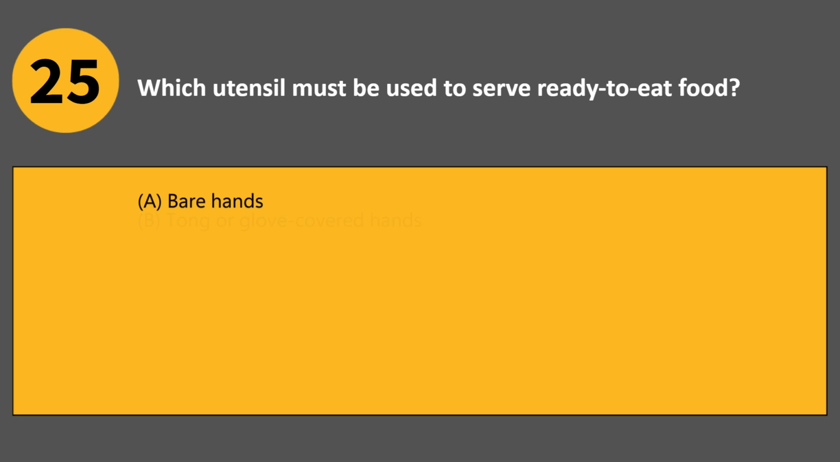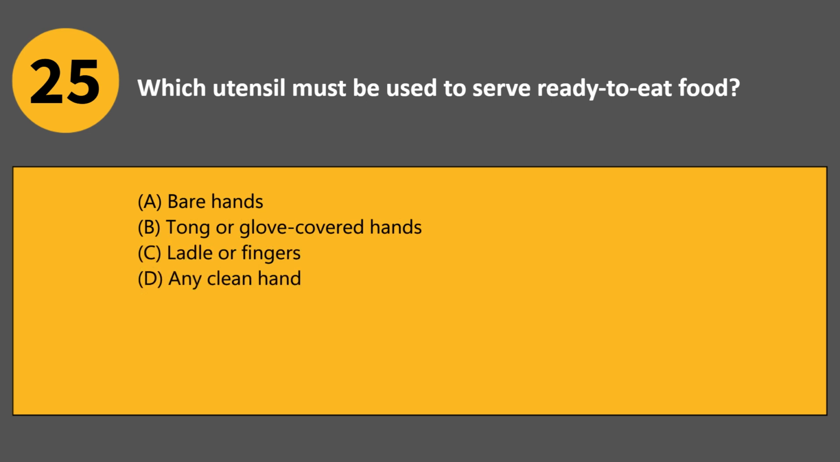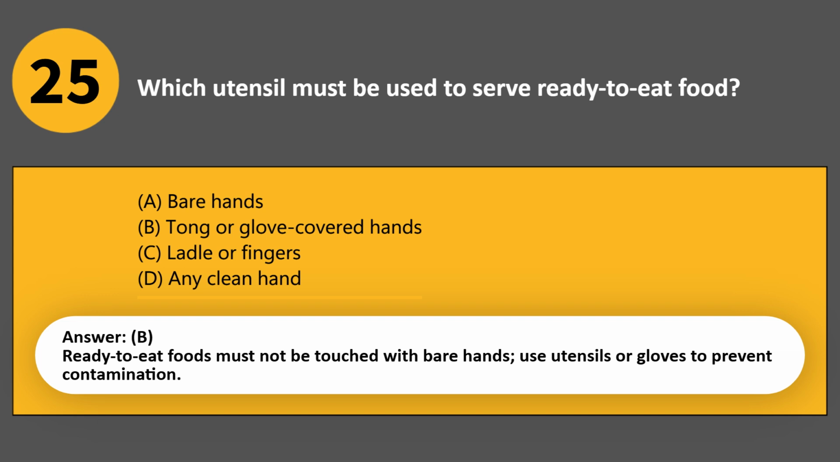Which utensil must be used to serve ready-to-eat food? A. Bare hands. B. Tongs or glove-covered hands. C. Ladle or fingers. D. Any clean hand. Answer, B. Ready-to-eat foods must not be touched with bare hands. Use utensils or gloves to prevent contamination.